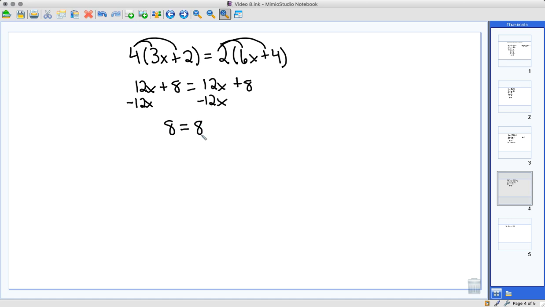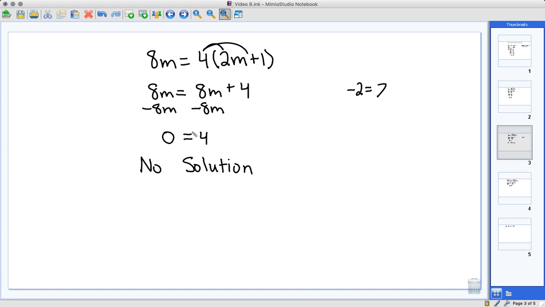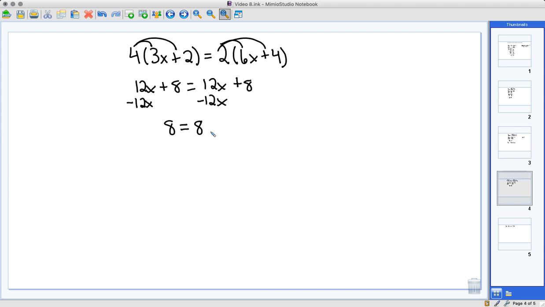So this is different than the previous answer, right? Because 0 definitely did not equal 4, but 8 does equal 8. So this is an example where we say it's all solutions. What that means is I can pick any value of x that I want, whether it's 10, whether it's negative 25, plug it in for my x's, and I will get the same thing on both sides. So that means there's not one specific x that I can pick that would make it true.